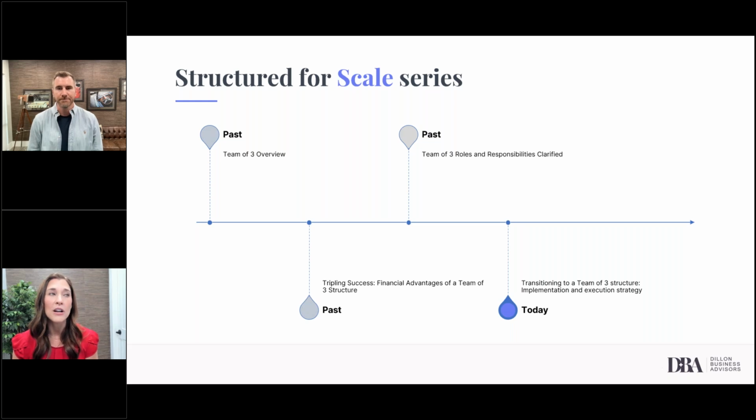Here they are. We have gone through the team of 3 overview. We've talked about the financial advantages of the team of 3, and then we spent a good amount of time, a full webinar, on the roles and responsibilities of each person within that team of 3. We'll touch on that starting us off today to make sure everybody understands the 3 positions and what those are about before we get started with implementing and executing with a team of 3.